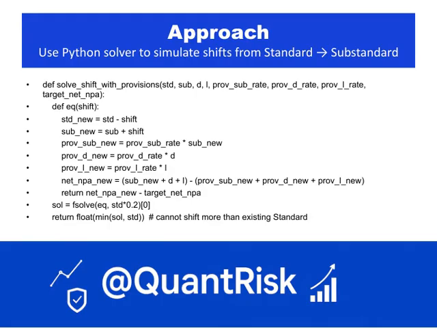Approach: use Python solver to simulate asset quality shift. Standard → substandard migration is modeled. Provisions are updated, and net NPA is recomputed to match target stress. Solver logic: define function that reduces standard, increases substandard, recalculates provisions, and solves for net NPA target. Constraint: cannot shift more than available standard pool.